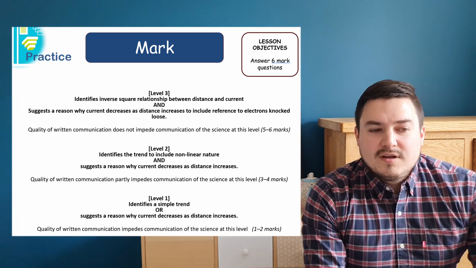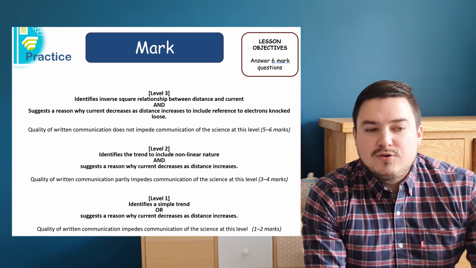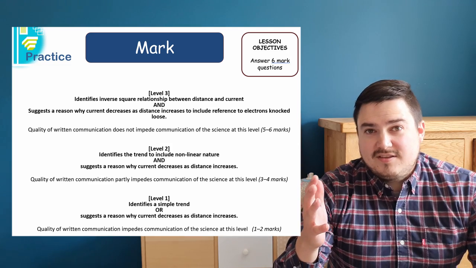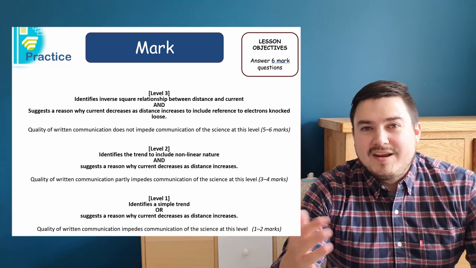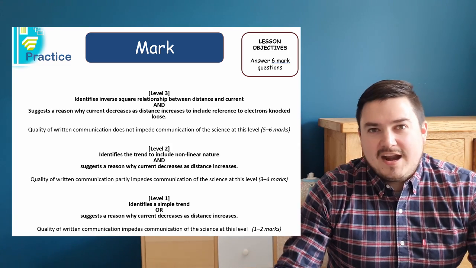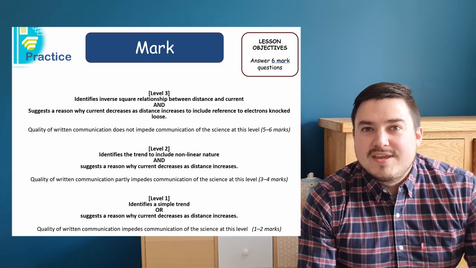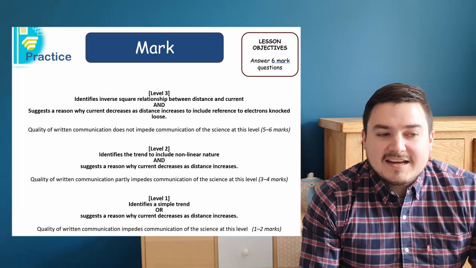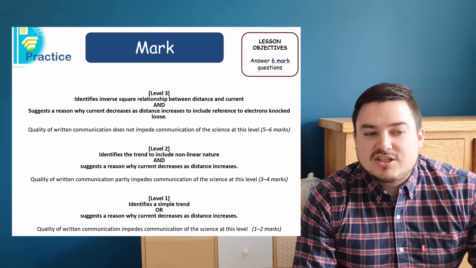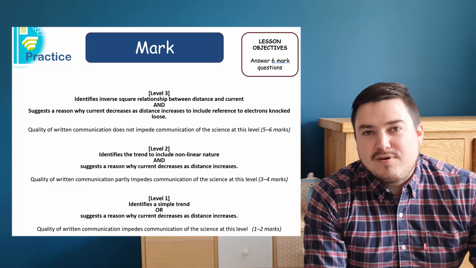For level 2, you've got to identify the trend and include the fact that it's not linear. So the idea that doubling one isn't doubling the other one. We're not getting a straight line anywhere on our graph. If you mention that, you're getting 3 to 4 marks, and you have to again suggest a reason. If you've done both those things, you're hitting 3 or 4 marks.